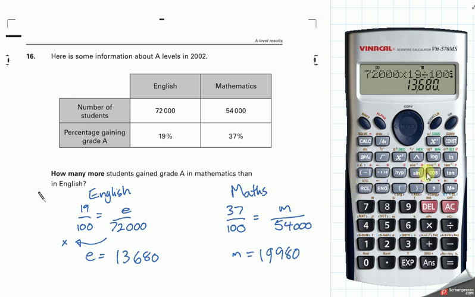I could go back and use the memories, so I could store that in memory. If I had an E, I'd use an E. And if I go to the other one and store that in memory, maths M, store. Let's check I've got the two numbers, alpha M. Is that number? Alpha E should be the English one. So if I do the subtraction of alpha M, 19,980 minus E, the 13,680, I should get 6,300.